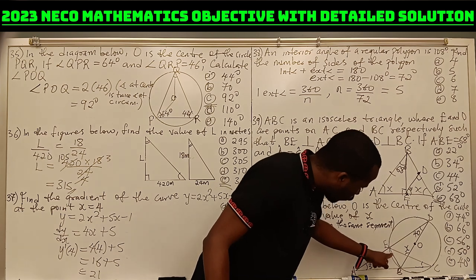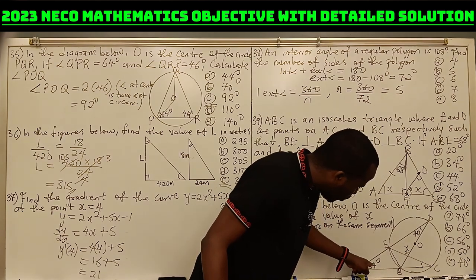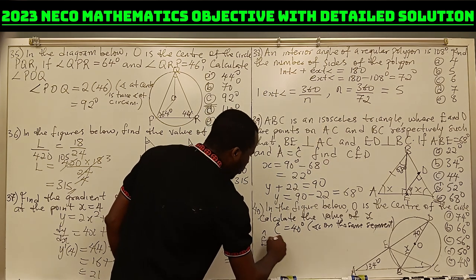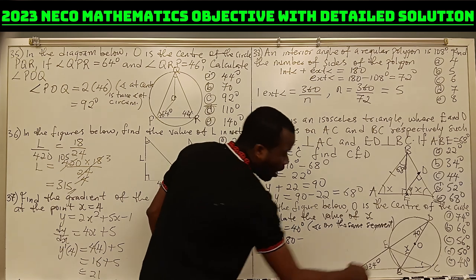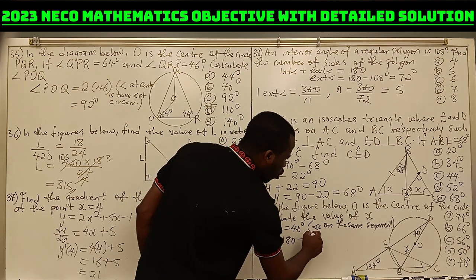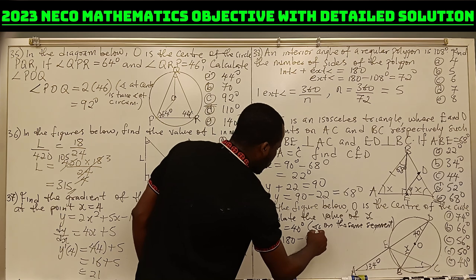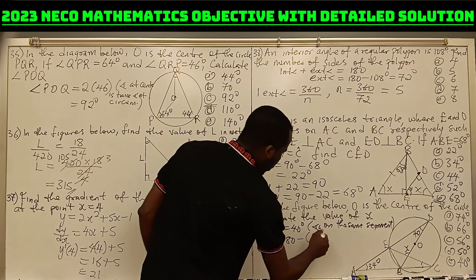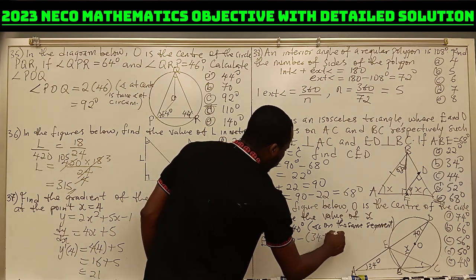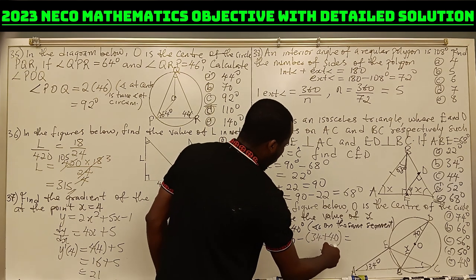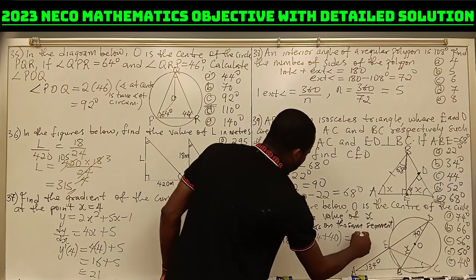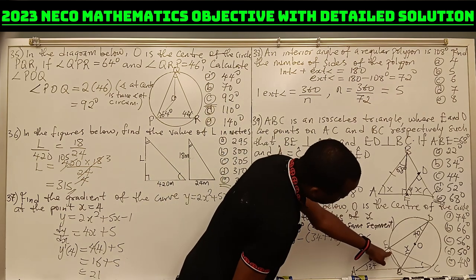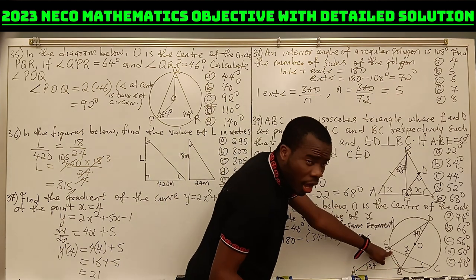So what is this angle? For me to get this angle, angle E, it will be this plus this, and I subtract it from 180. Angle E is 180 minus, that is sum of angle in a triangle, 34 plus 40. This is 74. 180 minus 74 is 106.